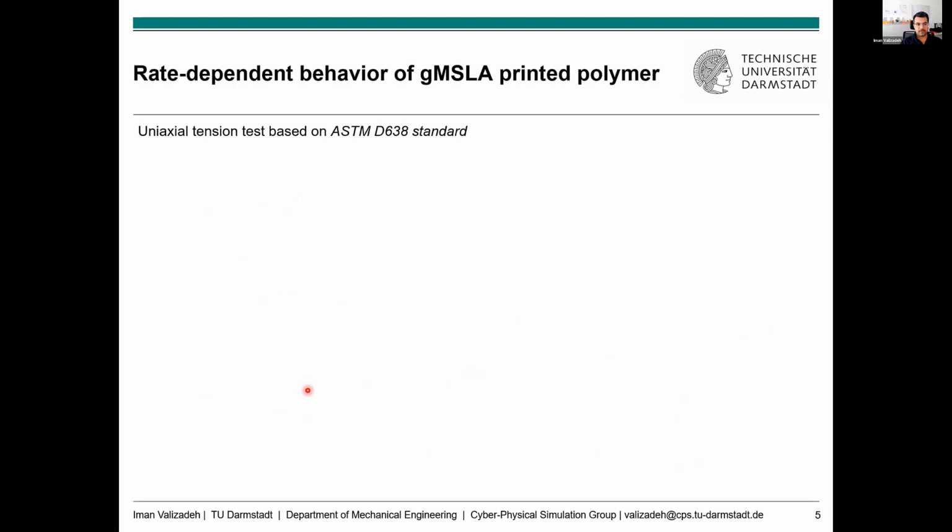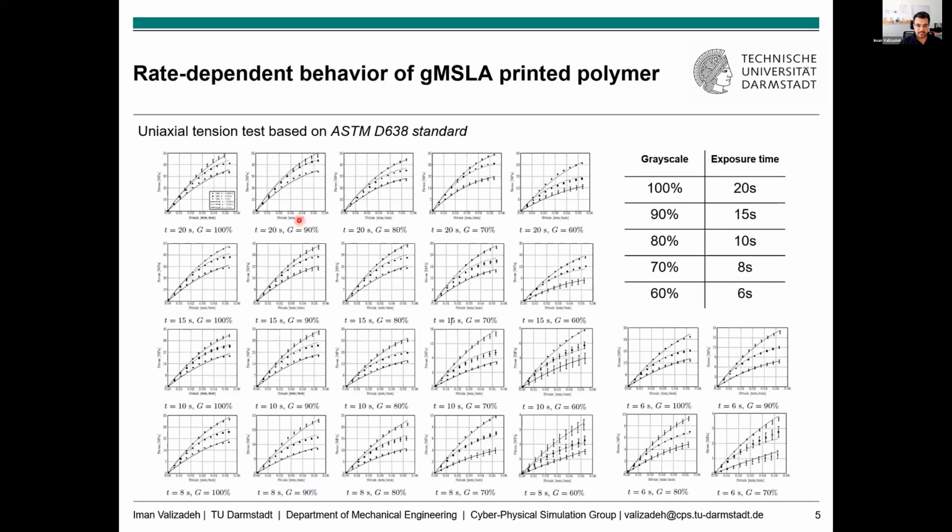In the next step, we want to get the material behavior and material response under mechanical loading. We see here the stress-strain curves of the uniaxial tension test for different values of the grayscale and exposure time and for different strain rates, to get the rate-dependent behavior of the material. We see here the experiments and the stress-strain curves fitted to the experiments, which we see in the next slide. And through this fitting process, we determine the constitutive constants.